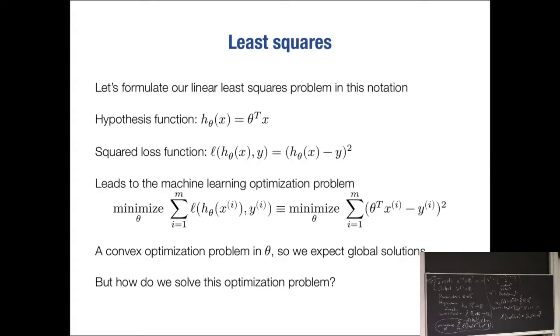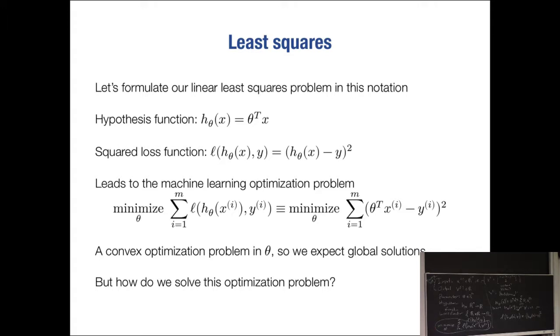Number two is we're going to use the squared loss function. So we're actually going to use this one here. Our loss is going to be the squared difference between our hypothesis output and the true output. Now you could ask, why do we use that one? Why not absolute loss? That seems reasonable too, and I'll talk about that in a second.